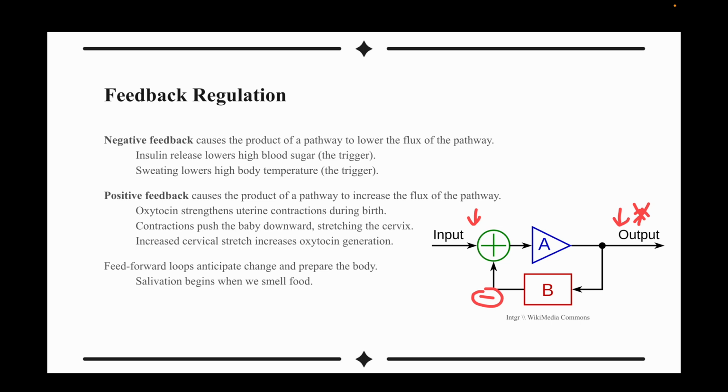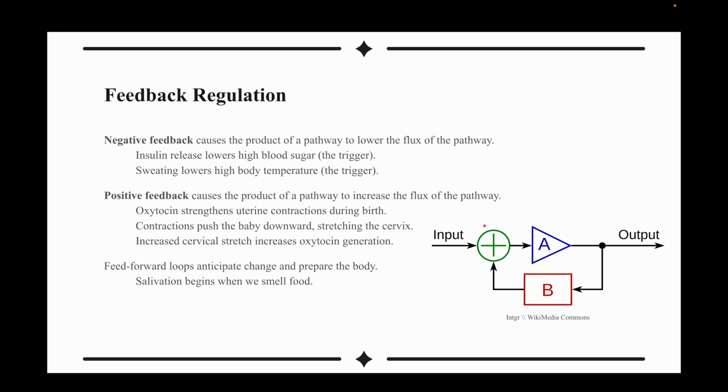Positive feedback causes the product of a pathway to increase the flux of the pathway. A classic example you'll see of this is labor. So oxytocin is a hormone which strengthens uterine contractions during birth. Contractions push the baby downward through the vaginal canal and stretch the cervix. An increased cervical stretch increases oxytocin generation.